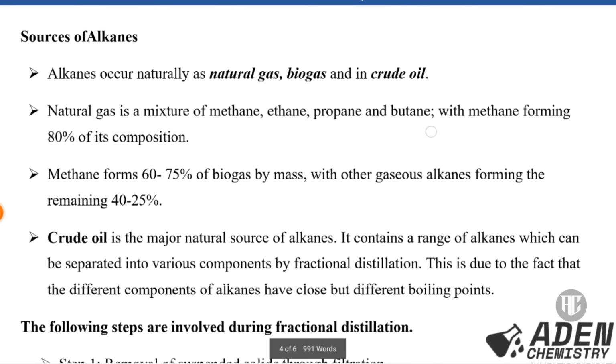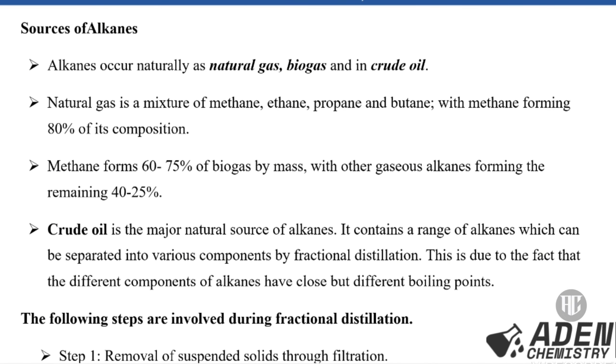We go next and see the sources of alkanes. Where can we get alkanes? Alkanes occur naturally as natural gas, that is the first source, biogas, and also in crude oil. So we have 3 natural sources of alkanes: natural gas, biogas, and crude oil. We start with natural gas. Natural gas is a mixture of methane, ethane, propane, and also butane.